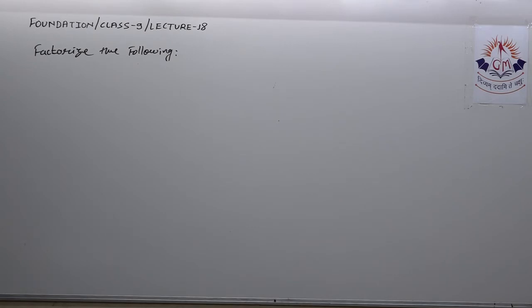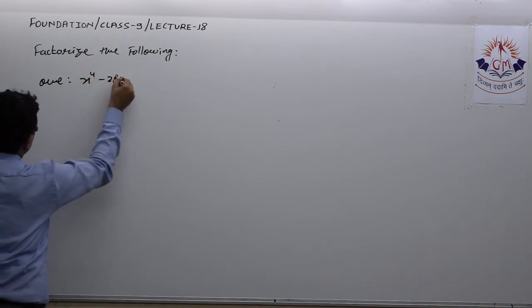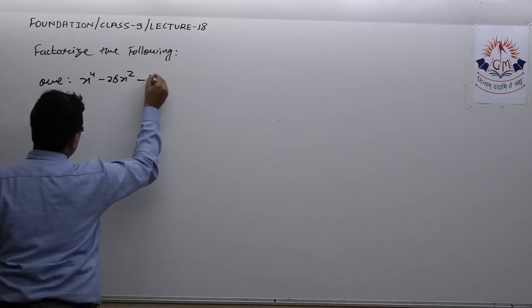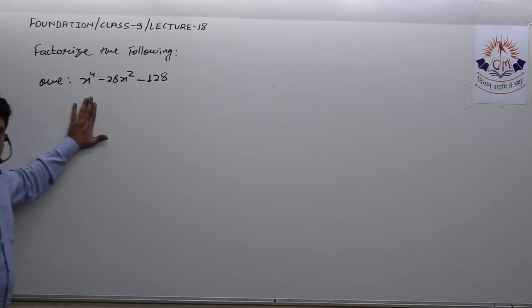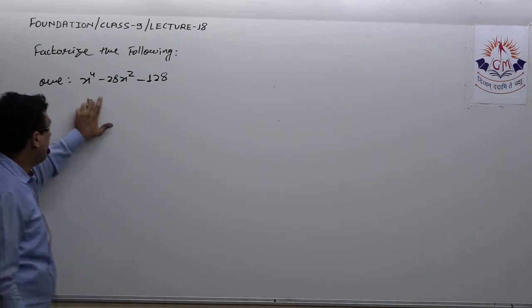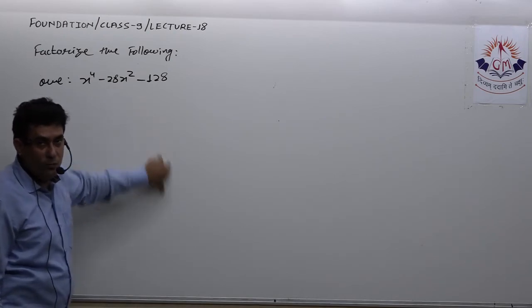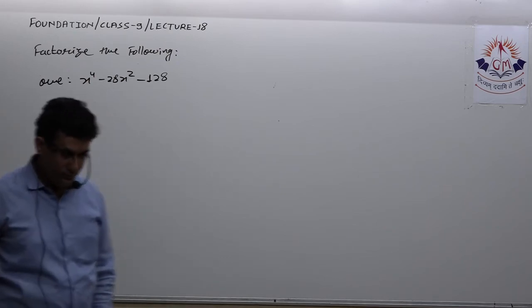Okay, so the next question is x raised to 4 minus 28x square minus 128. So again, definitely this is not a quadratic expression, but we can convert it to a quadratic expression. I'm giving you a hint: replace x square by y and then try to factorize it. Okay, so this is your turn, think for a while, then I will give you its detailed solution.